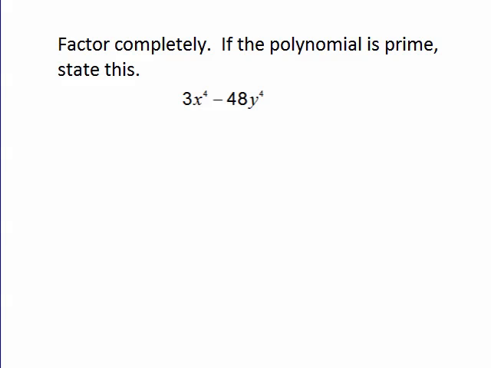Factor completely. If the polynomial is prime, state this. We have 3x to the fourth minus 48y to the fourth. The first thing you should notice is you have a greatest common factor of 3. So I'll go ahead and factor that out, leaving me with x to the fourth minus 16y to the fourth.